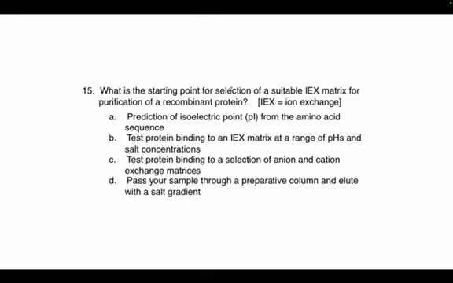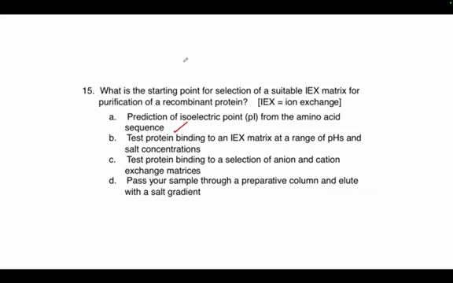What is the starting point of selection for a suitable ion exchange matrix for purification of a recombinant protein? So how do we know which ion exchange matrix we should choose? Basically, our ion exchange matrix should have the opposite charge to our protein. So prediction of isoelectric point from the amino acid sequence, this is very important. Only once we know the isoelectric point will we know what charge the protein will have in our buffer.